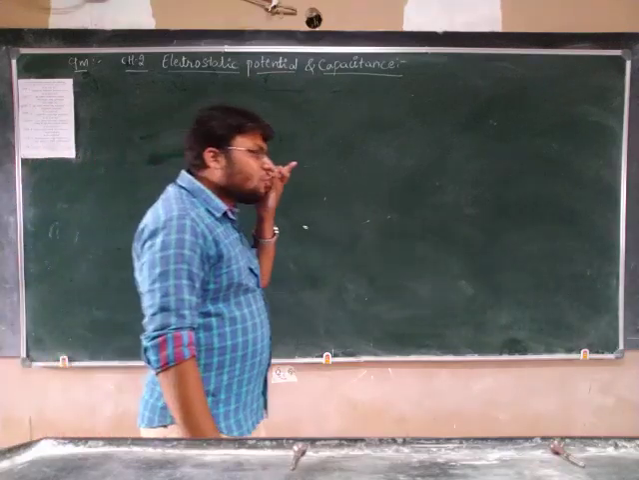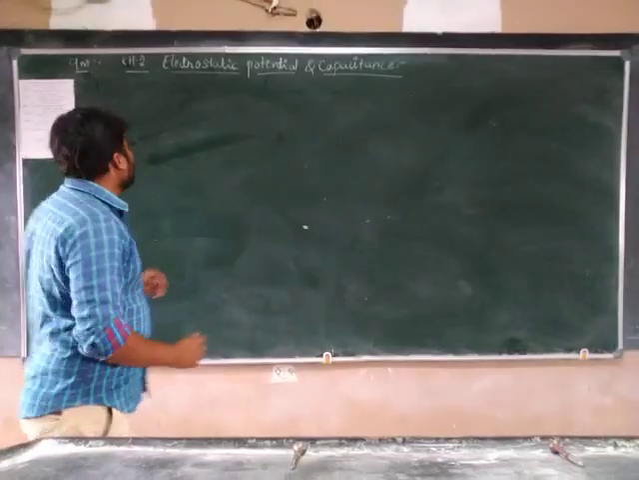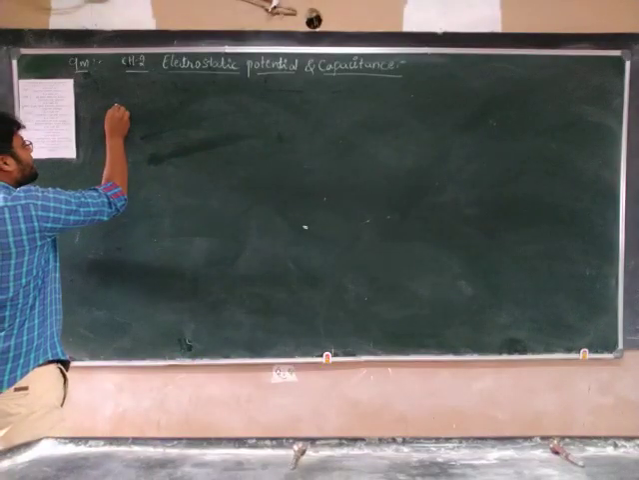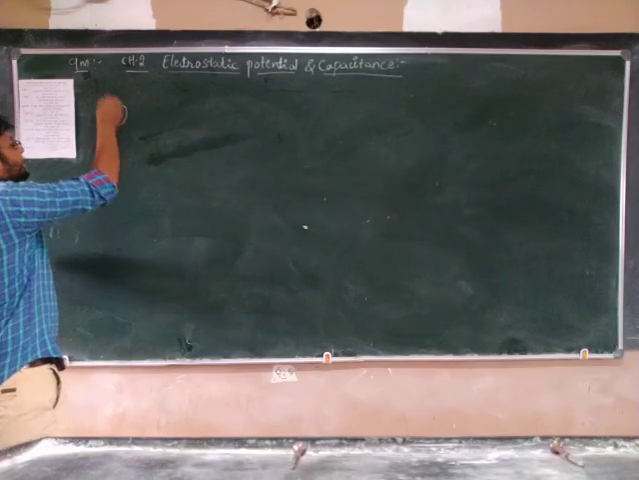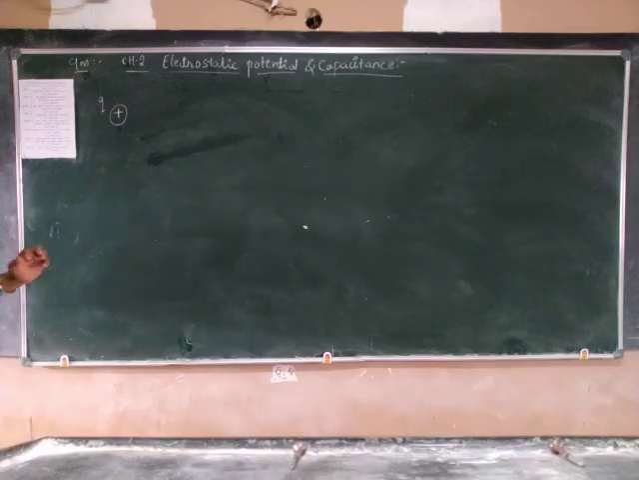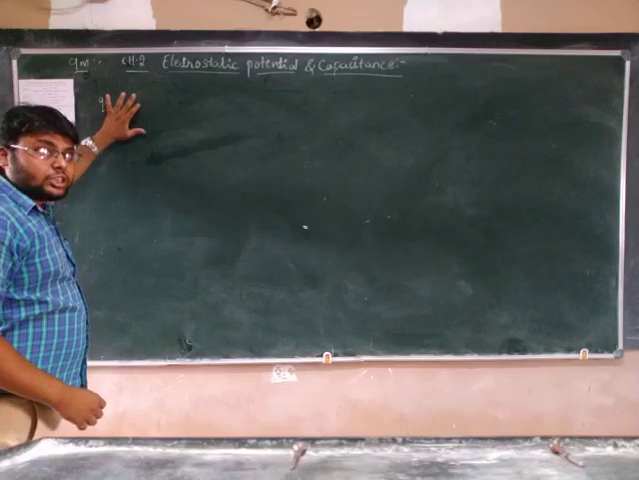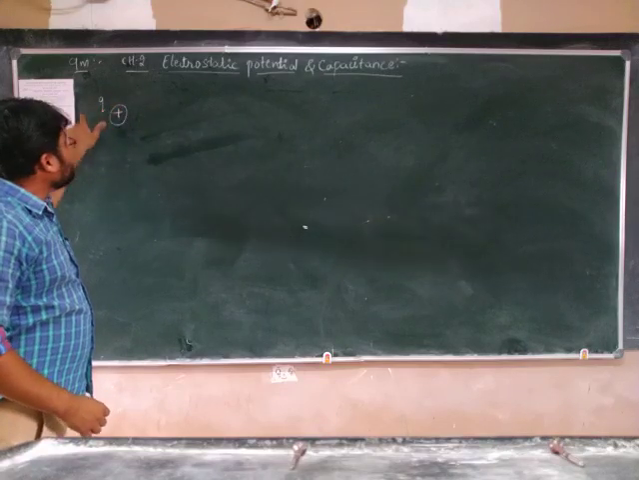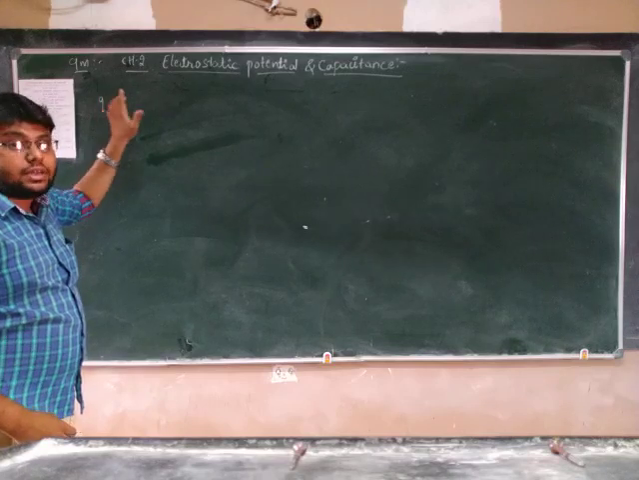Then what do you mean by electrostatic potential? Just look here, I will consider a system of charge, or else simply a charge. Q is the charge. So here I am having a charge Q. Surrounding this charge, we are going to have the electric field.